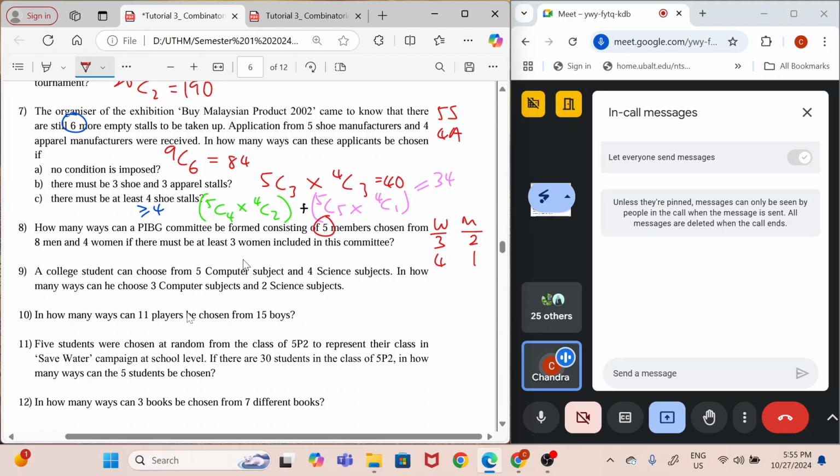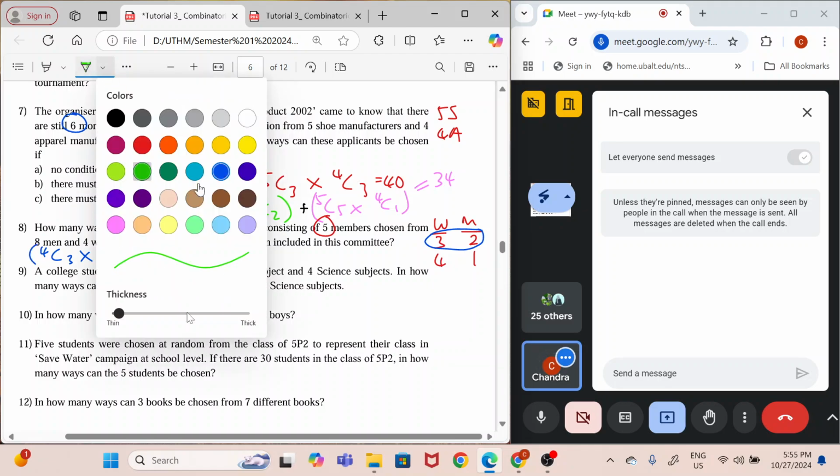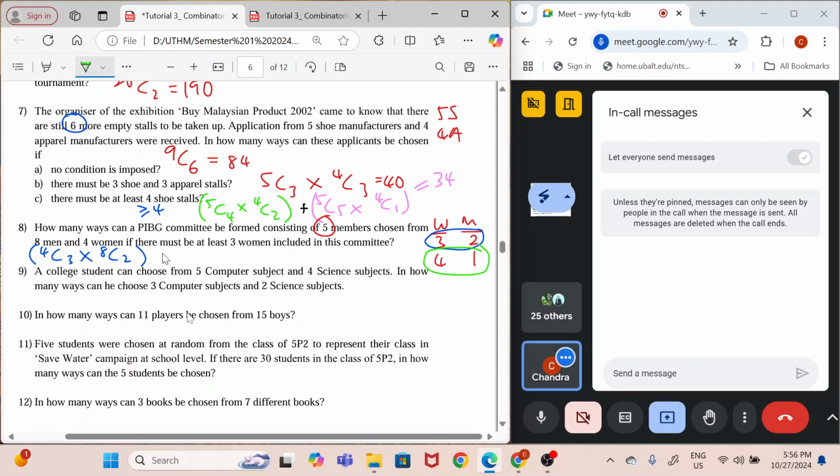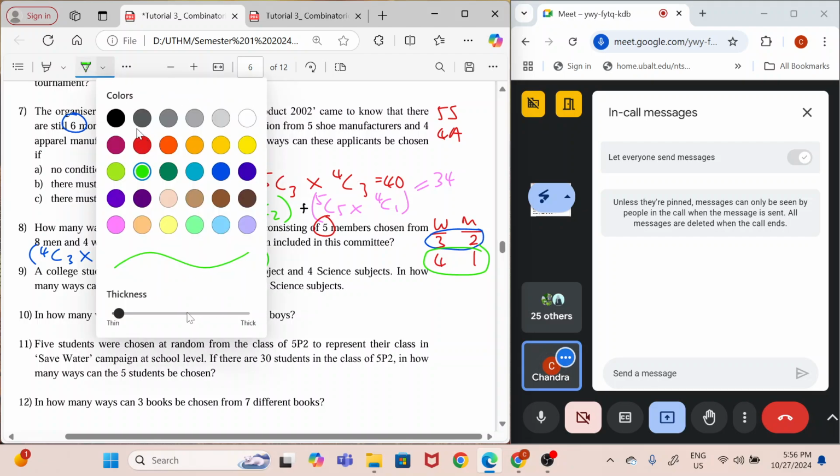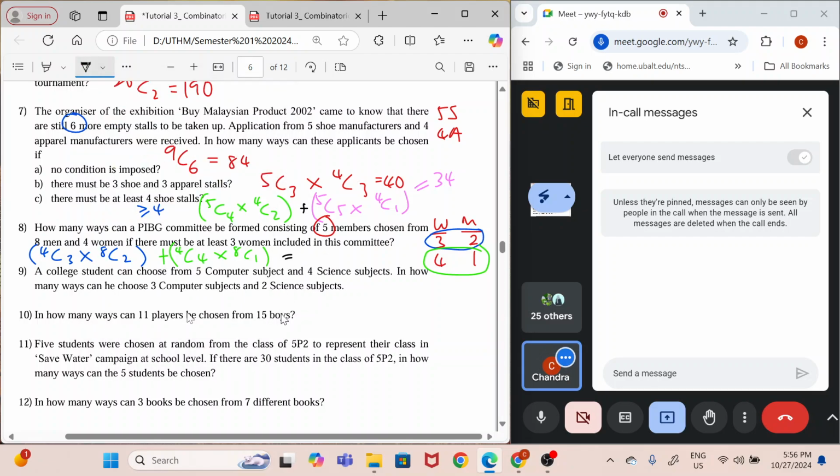So in this case, I need to choose 3 women and 2 men. Out of 4 women, I choose 3, and out of 8 men, I choose 2. Plus, out of 4 women, I choose 4, and out of 8 men, I choose 1. Number 8 here, you should get 120.